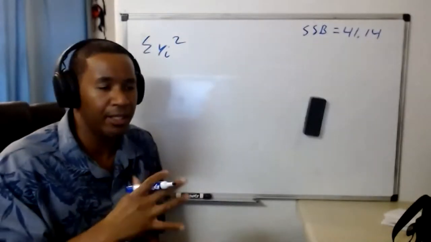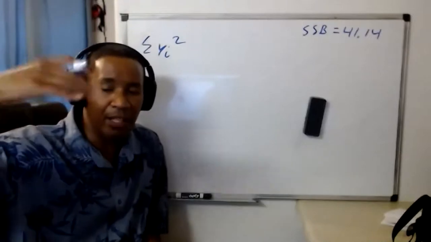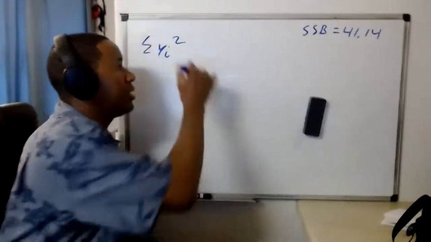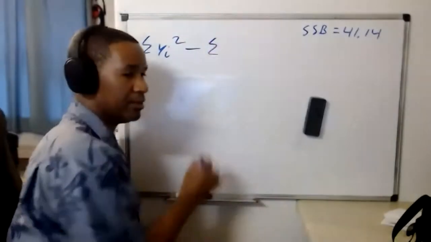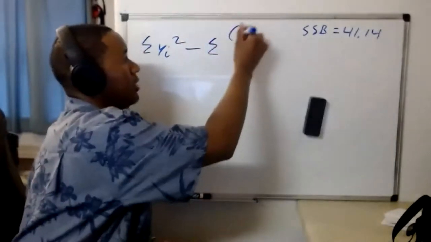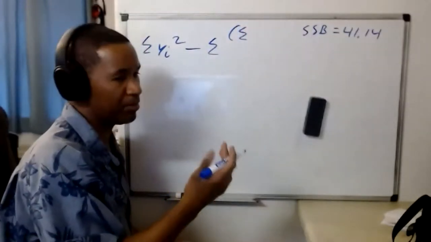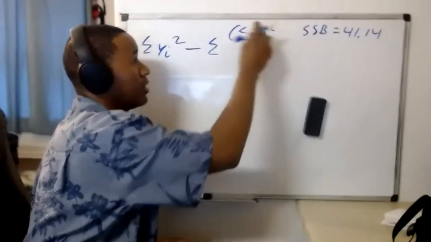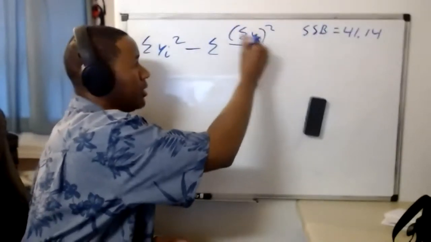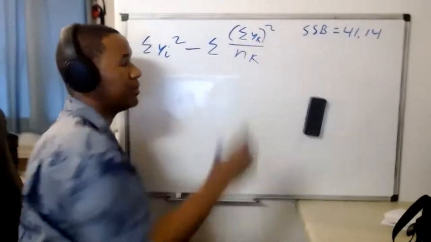So what do we mean by that? You take each score in the sample, you square it up, and then you sum it up. Okay, then you're going to subtract it by the sum of, this here is the sum of the scores of each sample. So it sounds similar, but it's not. This time you're not squaring it first. You're going to square it after you sum it up. Then you're going to divide it by the n of that same sample.